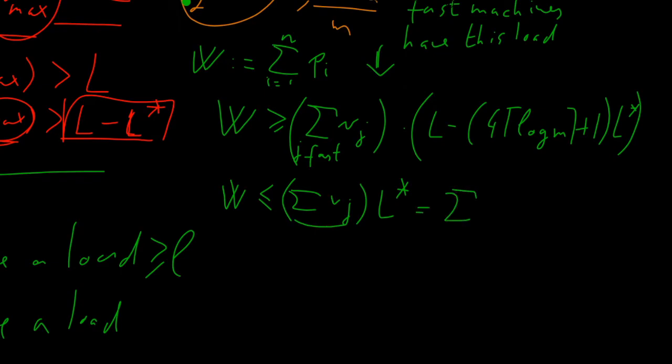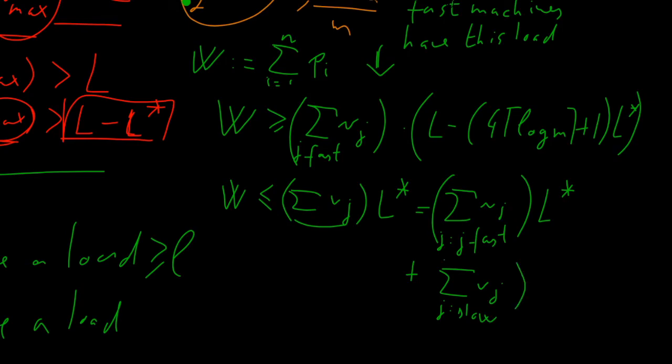First I'm just writing out the sum of those j's which are fast, vj times L star, plus the sum of those speeds vj which are slow times L star, right? So I'm just partitioning this sum of all the speeds into two parts, summing the fast machines separately and the slow machines separately.